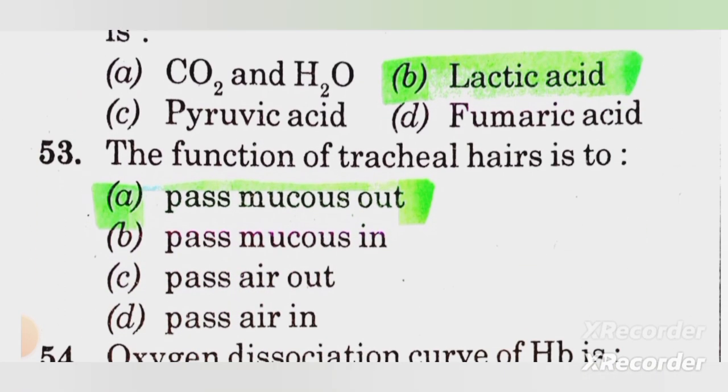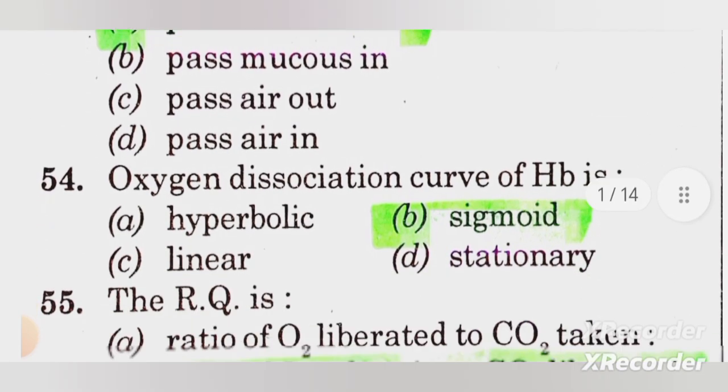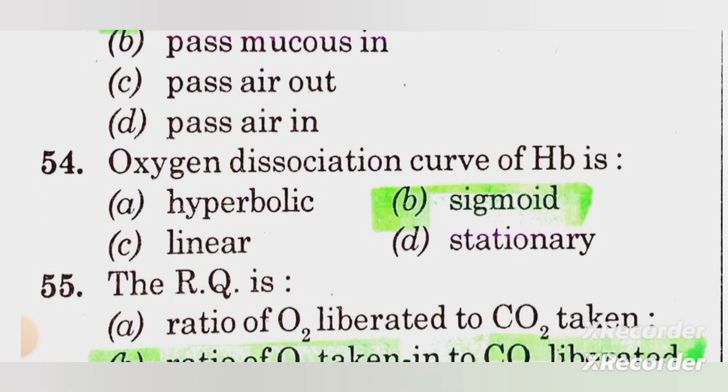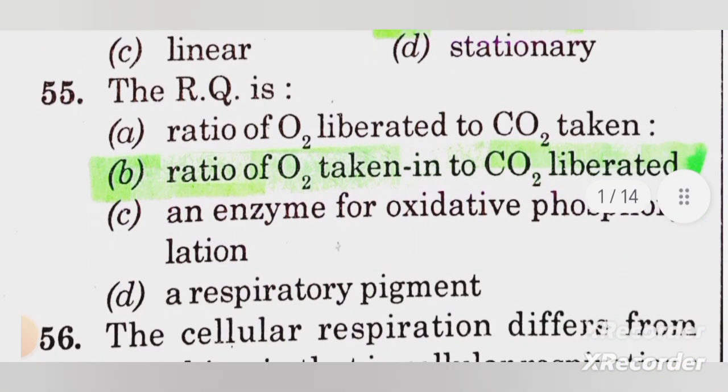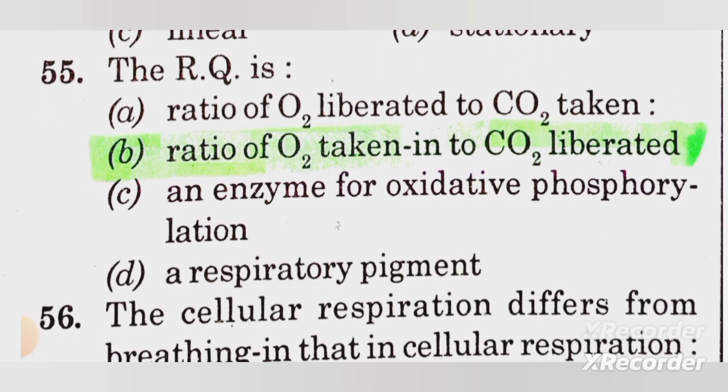53. The function of tracheal hair is to, answer A, pass mucus out. 54. The dissociation curve of Hb is, answer B, sigmoid. 55. The RQ is the ratio of oxygen taken in to carbon dioxide liberated.